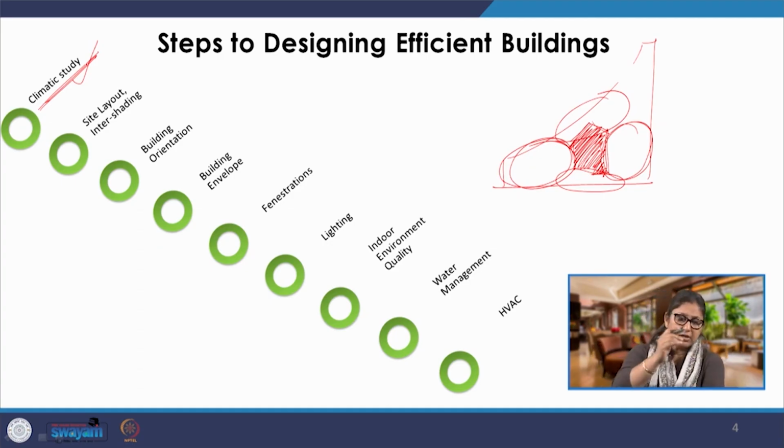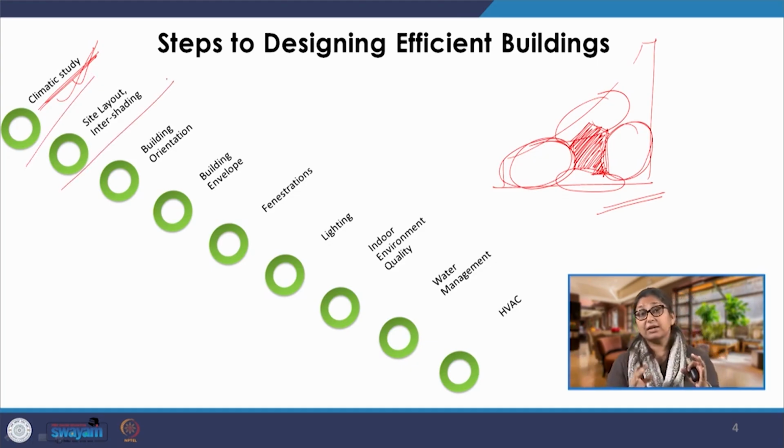So, we have to first study the climate and then understand what is the requirement of the climate, go in detail over the understanding of the requirement of the climate. Once we have done that, that is when we will go ahead and do the site layout and understand the intershading of the buildings. Now, what happens if we are making large buildings, unfortunately like we do these days, we do not see what the impact is going to be on the building which is immediately next to us or even within the site.